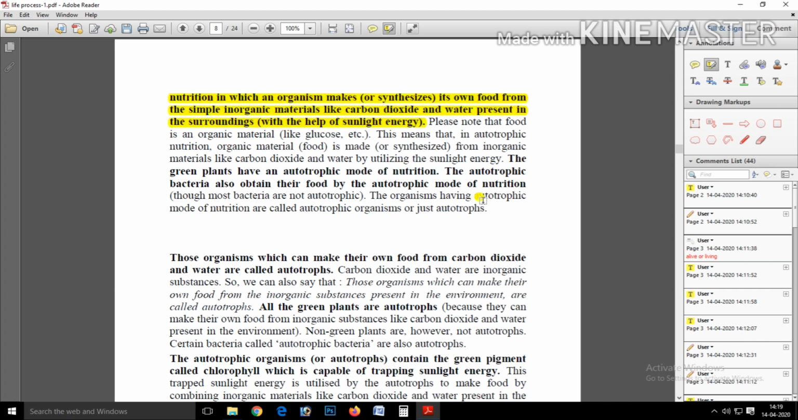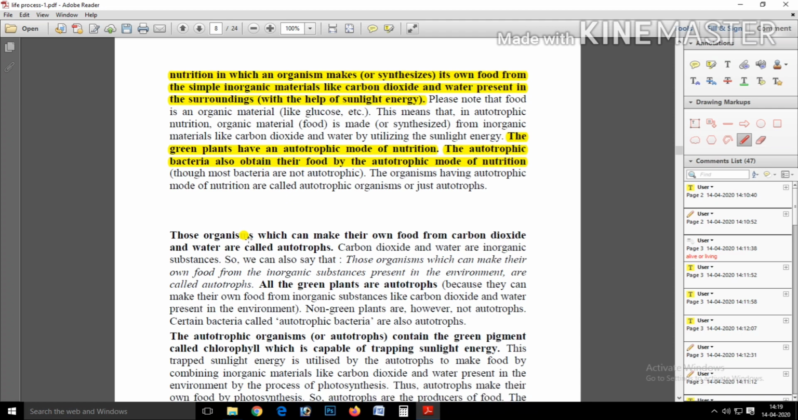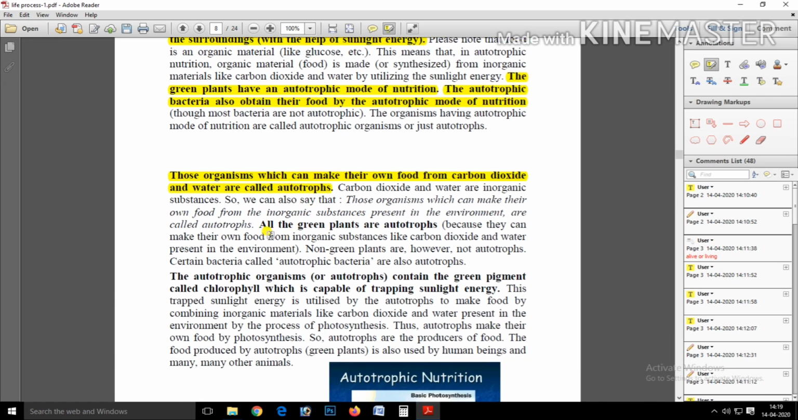The green plants have autotrophic nutrition, and along with the green plants, certain bacteria also possess the autotrophic mode of nutrition. You can see in this picture the green plants and certain bacteria, they are autotrophs because they can make their own food. They don't take the help of others. So those organisms which can make their own food are called autotrophs, and all the green plants are autotrophs.